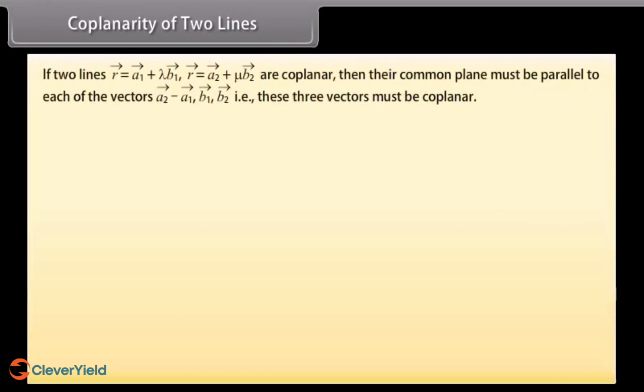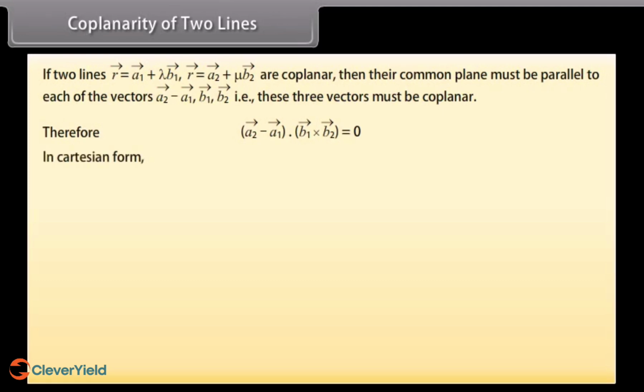Coplanarity of two lines. If two lines vector r equals vector a1 plus lambda vector b1, vector r equals vector a2 plus mu vector b2 are coplanar, then their common plane must be parallel to each of the vectors a2 minus a1, b1, b2. That is, these three vectors must be coplanar. Therefore, dot product of vector a2 minus vector a1 and cross product of vector b1 and vector b2 equals 0.